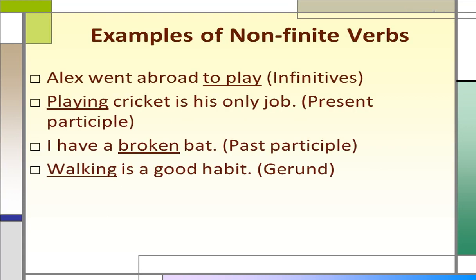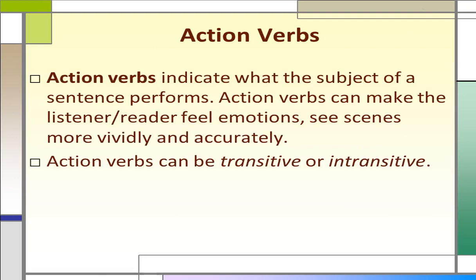Examples of non-finite verbs. Alex went abroad to play. In this sentence, to play is an infinitive. Playing cricket is his only job. In this sentence, the verb playing is a present participle. I have a broken bat. In this sentence, the verb broken is a past participle. Walking is a good habit. Walking is a gerund.